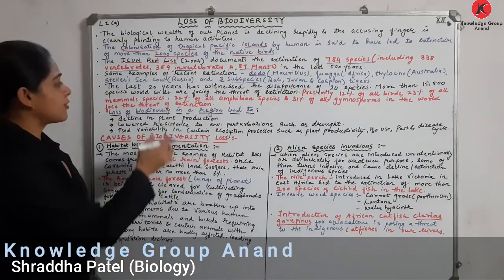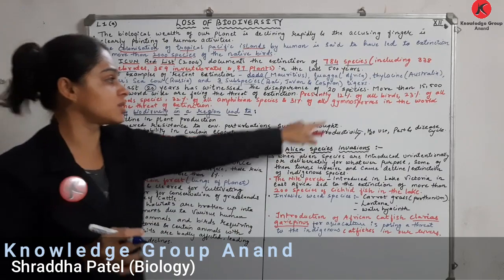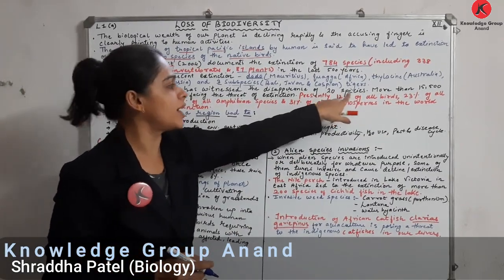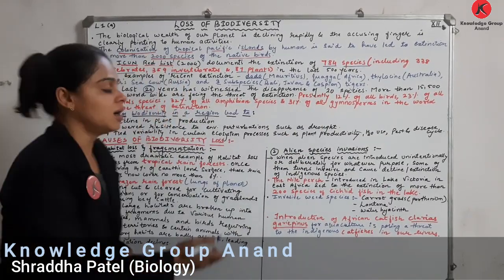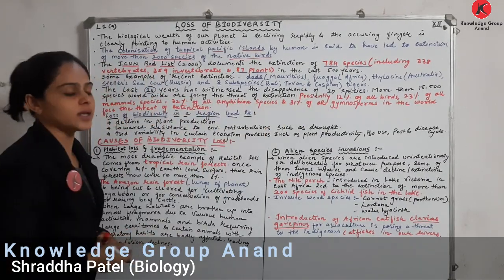Okay, and what I have written: in the last 20 years, how many species have disappeared? 20 species. Am I clear? The last 20 years have witnessed the disappearance of 20 species.